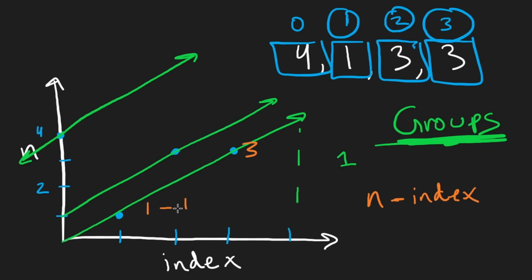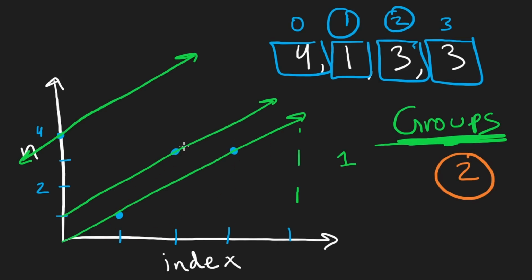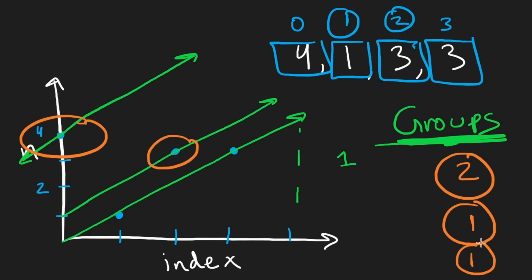But anyways, assuming that we can put these into separate groups, we'd have 2 points in this group, and then 1 point in a separate group, and then another 1 point in the last group. How are we going to use these groups to actually count the total number of good pairs?